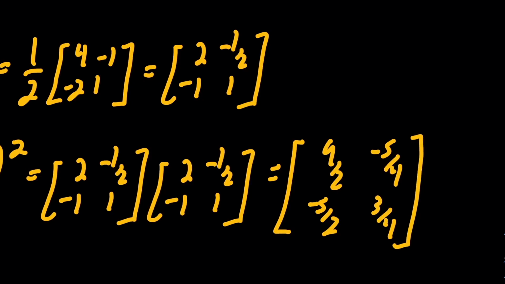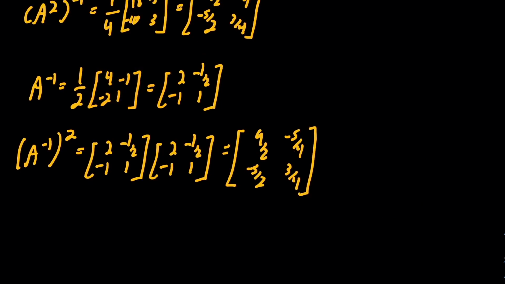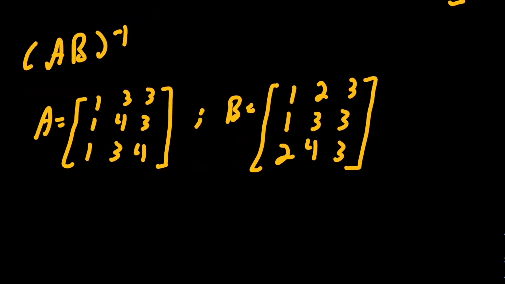So both methods produce the same result, and that is how you find the inverse of a square matrix. Okay, so we have found the inverse of a square matrix. Can we find the inverse of a matrix product? And it turns out we can.